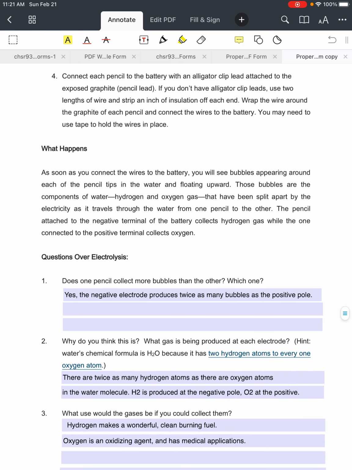And it said, what use would these gases be if you could collect them? Well, hydrogen is a wonderful clean burning fuel because when you burn it and combine it with oxygen, the only thing you make is water. It's non-polluting, and it's, I won't say practically free because electricity costs money, but there's plenty of water in the world, so there's plenty of hydrogen.